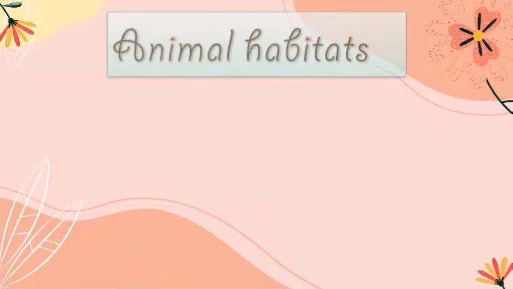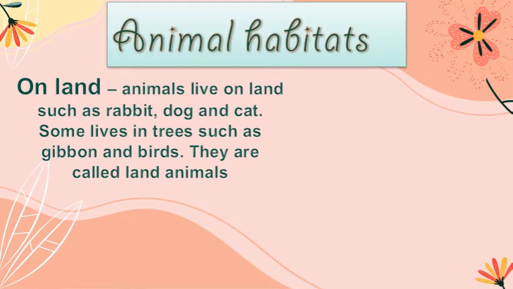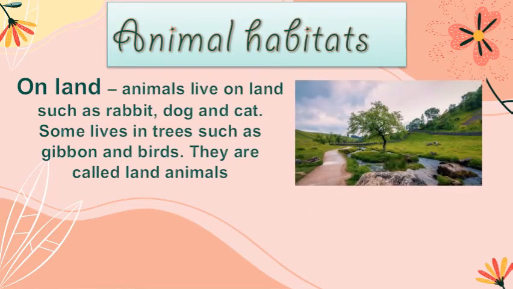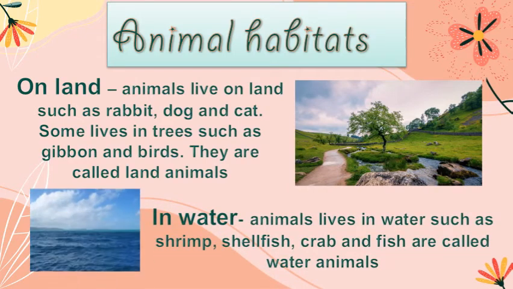Animal habitats can be both on land and in water. On land, animals live on land such as rabbit, dog, and cat. Some live in trees such as gibbon and birds. They are called land animals. In water, animals live in water such as shrimp, shellfish, crab, and fish. They are called water animals.